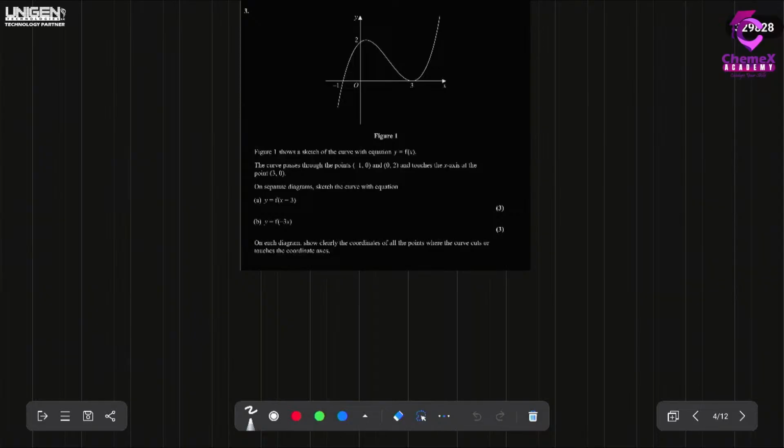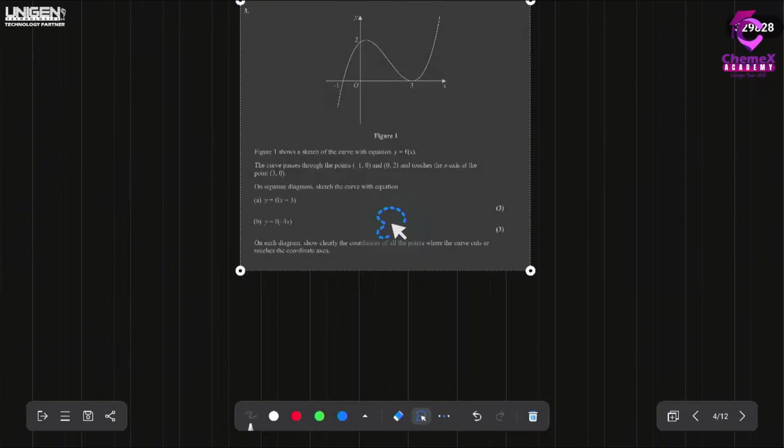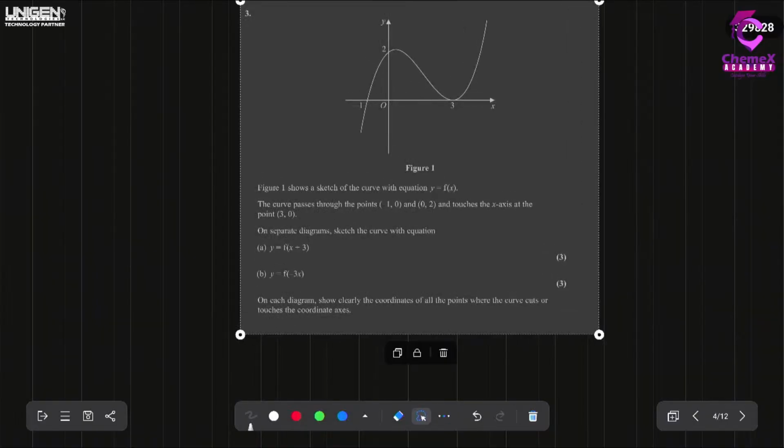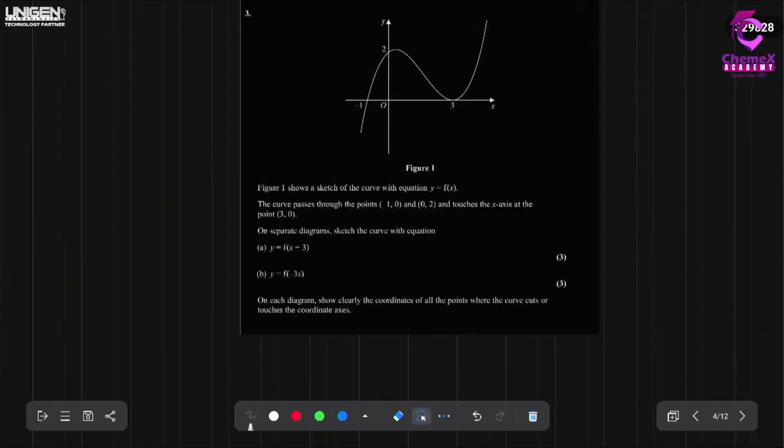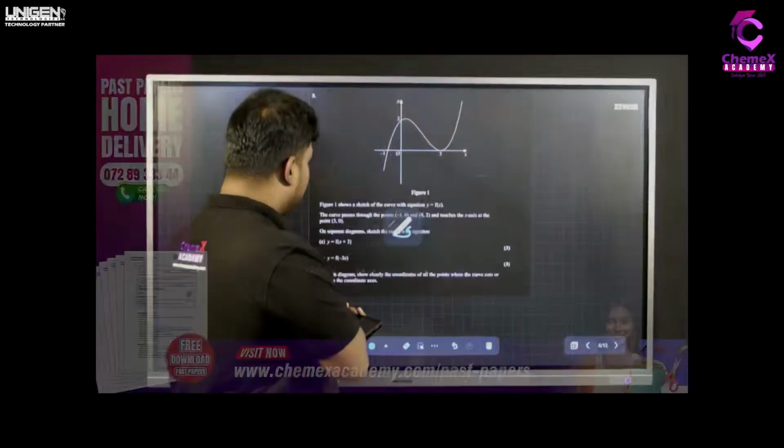Is it clear on your screen, the diagram? Yes, sir. You can see the question clearly? Yes, it's clear. Okay, I hope so. Okay, so how do you do this question?